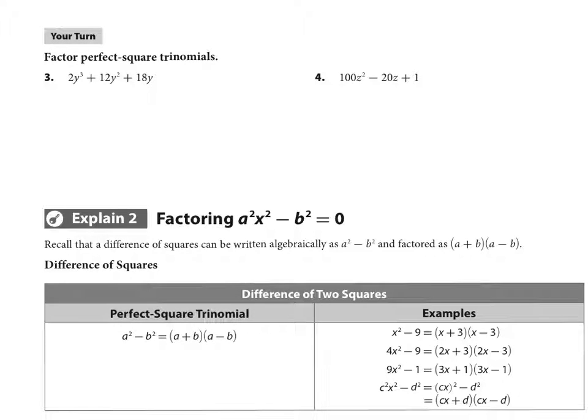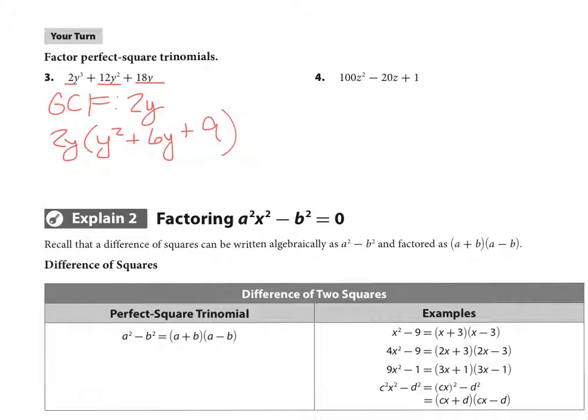The first thing you have to do anytime you factor is always look again for that GCF. In this case, all of these have a y and they're all divisible by 2. So the GCF here would be 2y. If I take that GCF out, that leaves y squared plus 6y, because 2 times 6 is 12, plus 9.